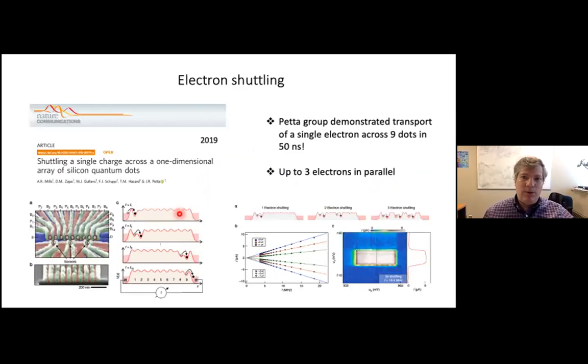Now, for the sake of time, I won't go into detail, but the Pettit group from Princeton demonstrated single charge shuttling over 9 dots, a 9-dot linear array, on a time scale of 50 nanoseconds. So that's around 5 nanoseconds per shuttle. And this was a nice experiment because it demonstrated that charges can be moved essentially 100% deterministically. Now, they didn't look at spin coherence in this experiment. This is just charge shuttling, but they showed that it can work almost perfectly and deterministically. So this is not science fiction. This is a real thing that you can do.